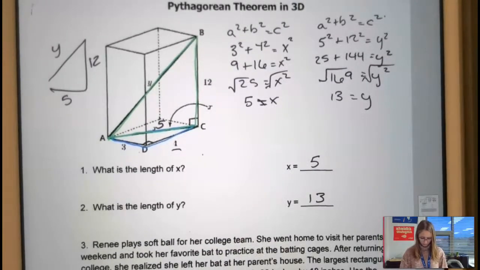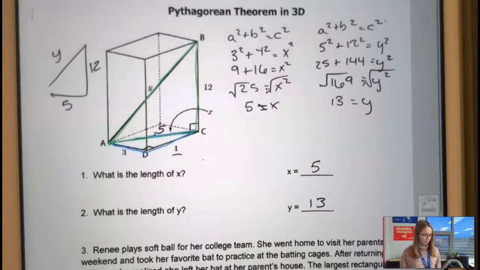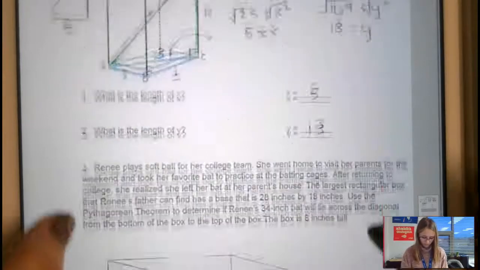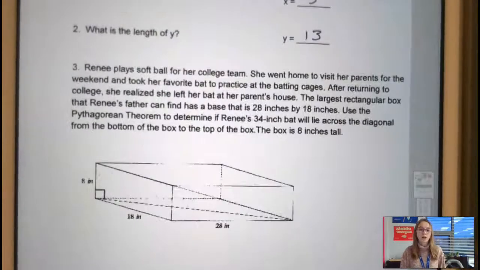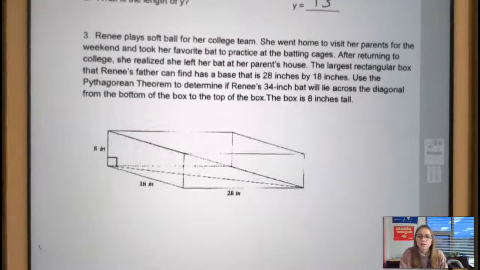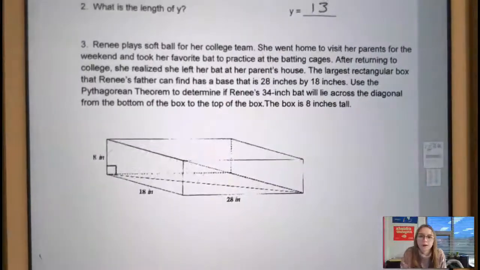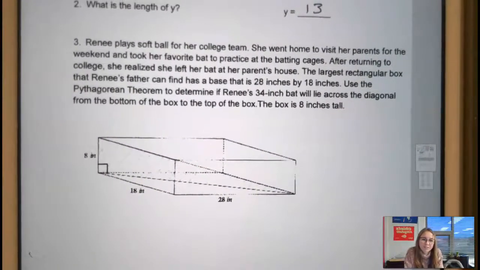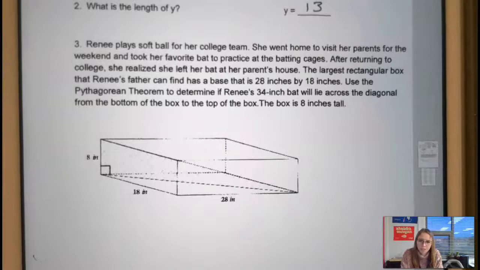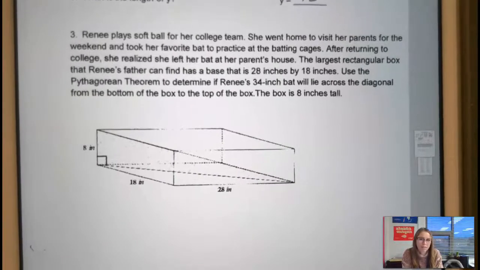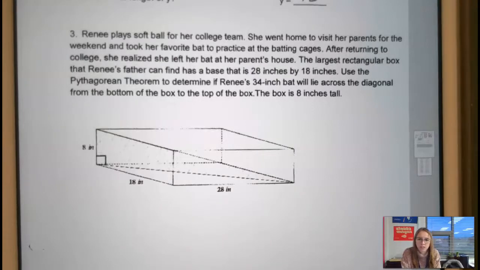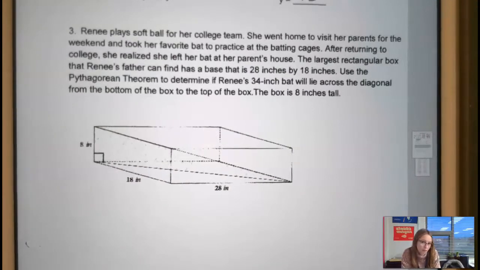Alrighty there. So that is just an image that is given to us. And so now down here we have a lot of words, okay? So Renee plays softball for her college team. She went home to visit her parents for the weekend and took her favorite bat to practice at the batting cages. Alright, so after returning to college, she realized that she left her bat at her parents' house.